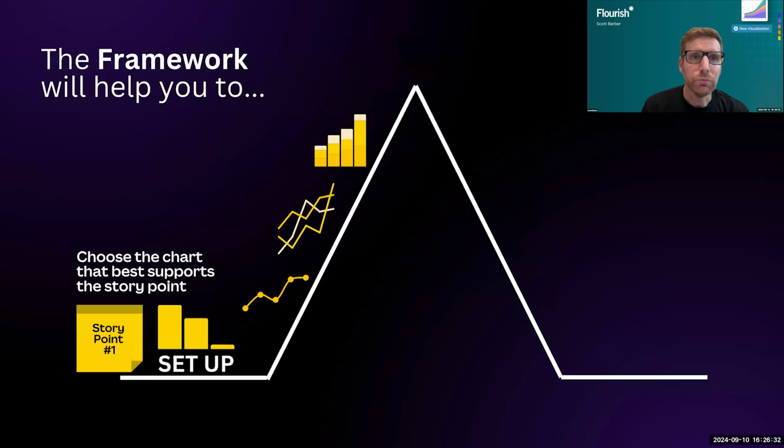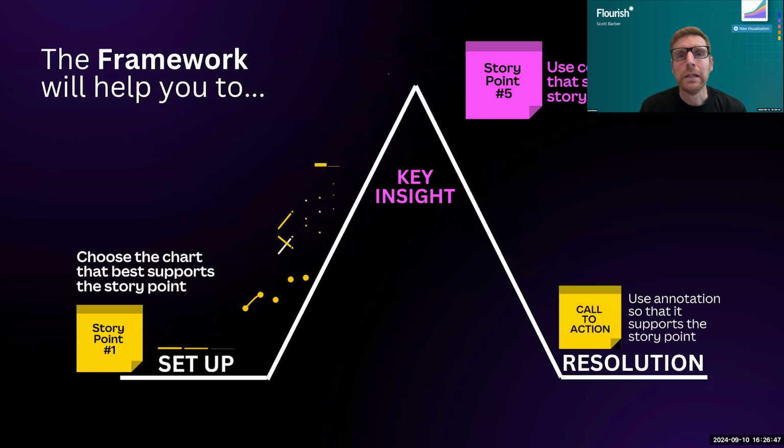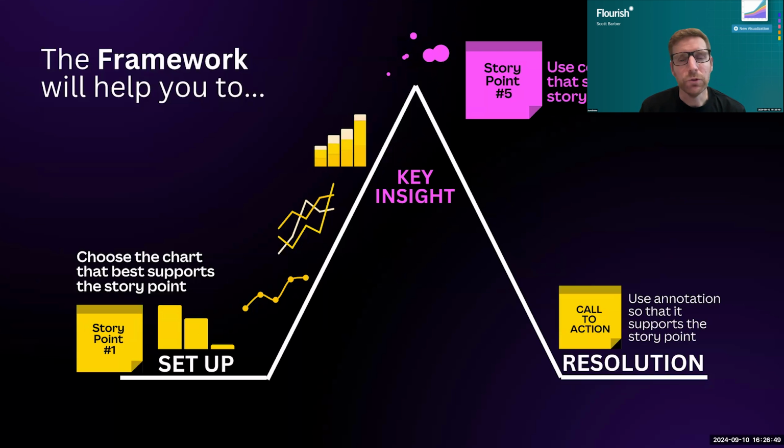So how does that work? If we go back to our framework here, we can see an example. As we come into the setup here, we're going to be thinking about what kind of chart best supports our story. And then as we get to pointing out the insight, that's maybe where we might use color. And then as we get to the end of the story, we might want to use annotations to really deliver that context and that call to action for our visualization and our story.